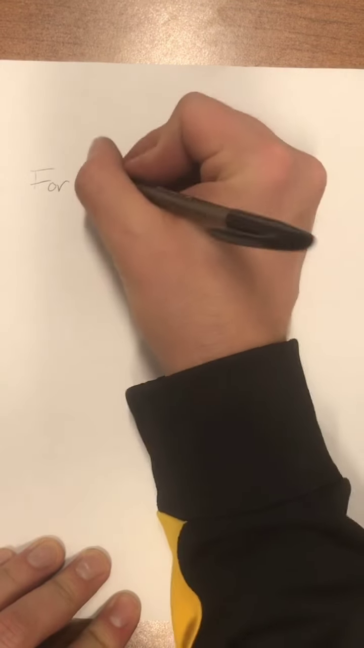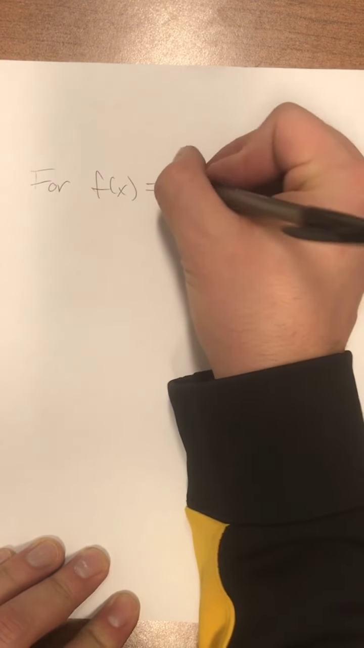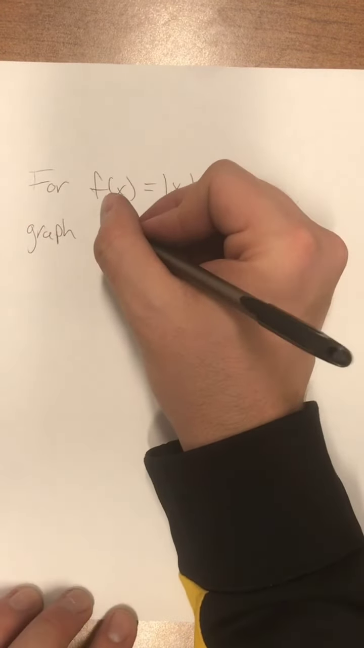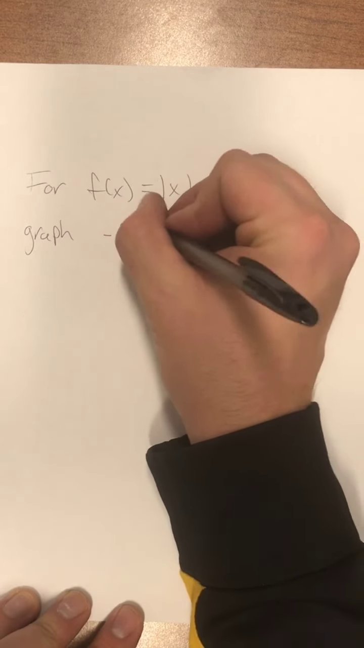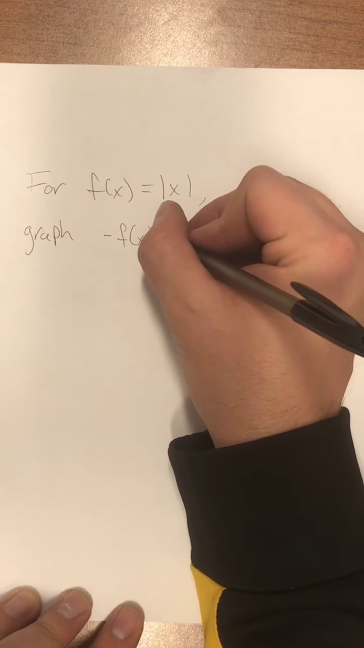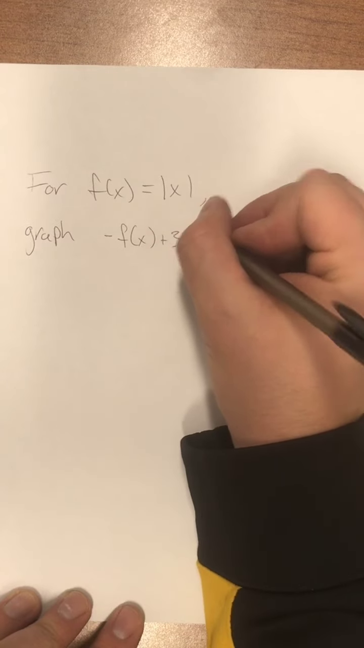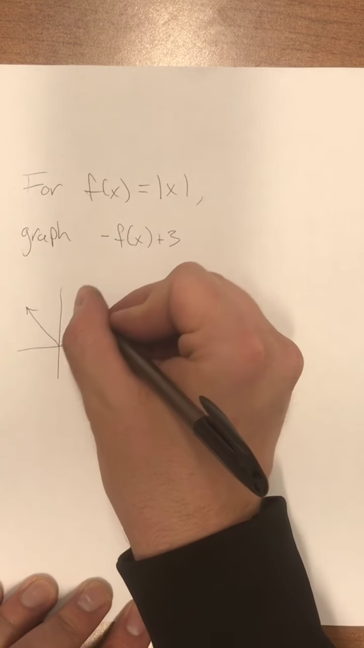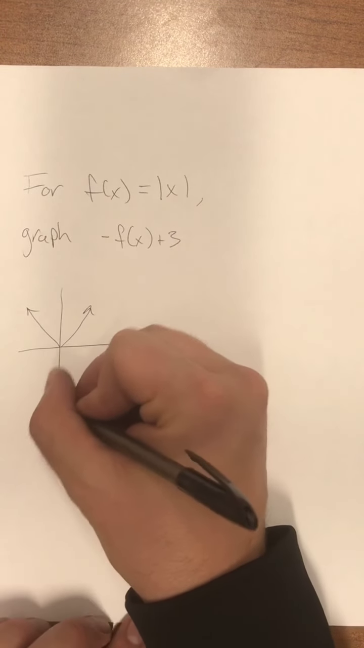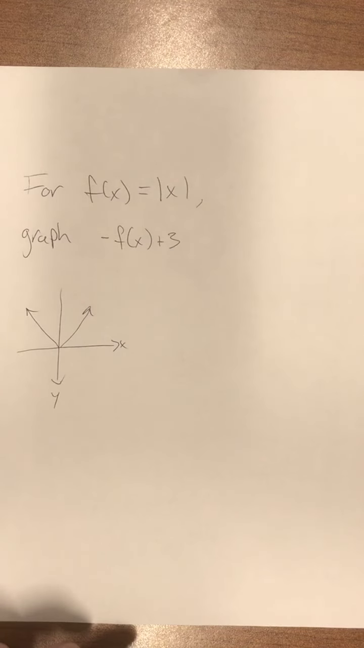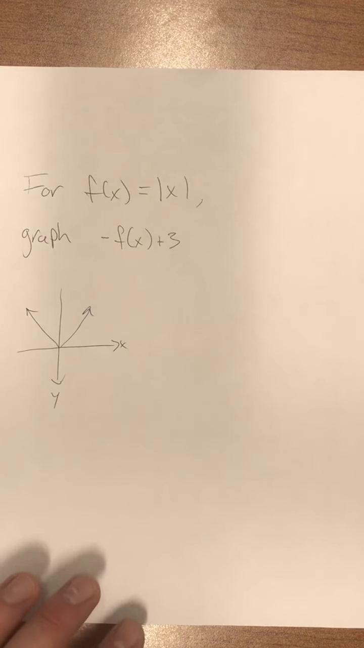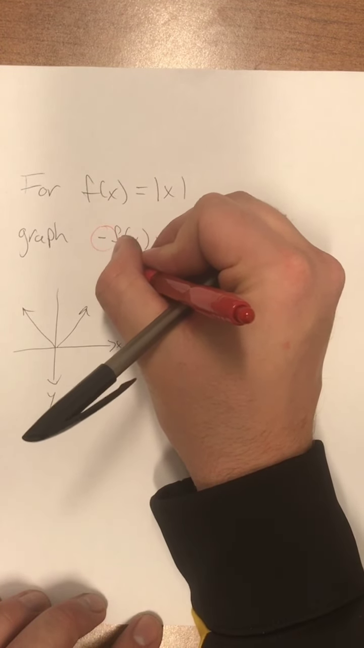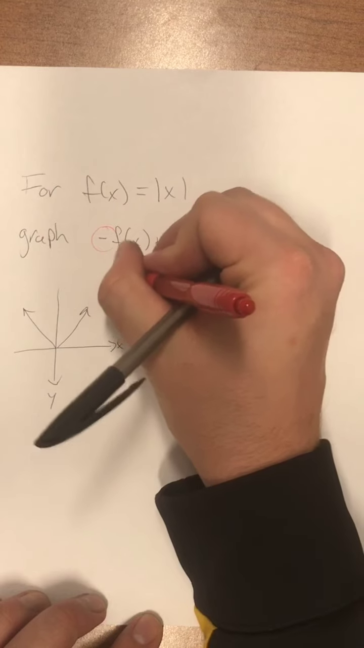Now let's take a look at an absolute value function maybe. So if that's f of x, let's graph negative f of x plus 3. So the absolute value function from the last section we know looks like this. And flip back to those properties. The negative out front gives us a horizontal reflection.